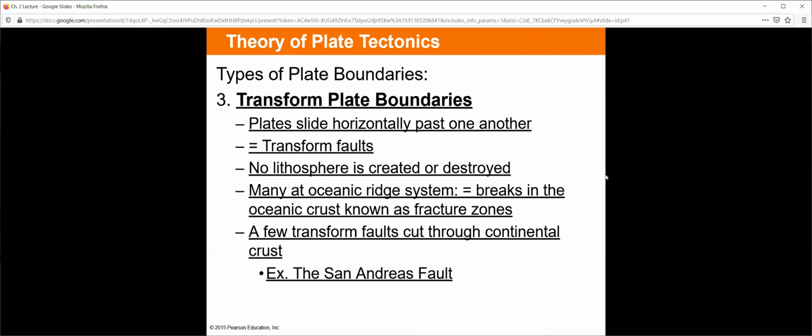So we talked about all these plates colliding, subducting, breaking apart. What if the plates don't do that? What if the plates don't necessarily interact with each other, but slide next to each other? If you have plates that slide by one another but don't run into each other, you have what's known as a transform plate boundary. No lithosphere is created or destroyed at these, and this is essentially plates moving past each other. An example being the San Andreas Fault.